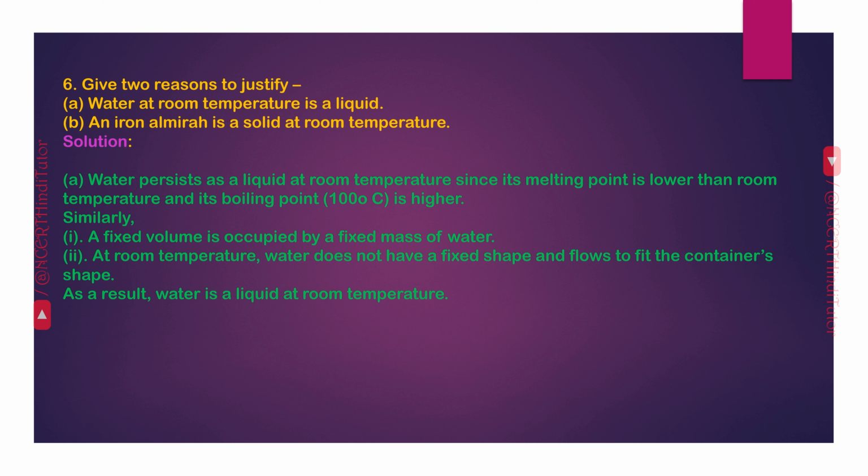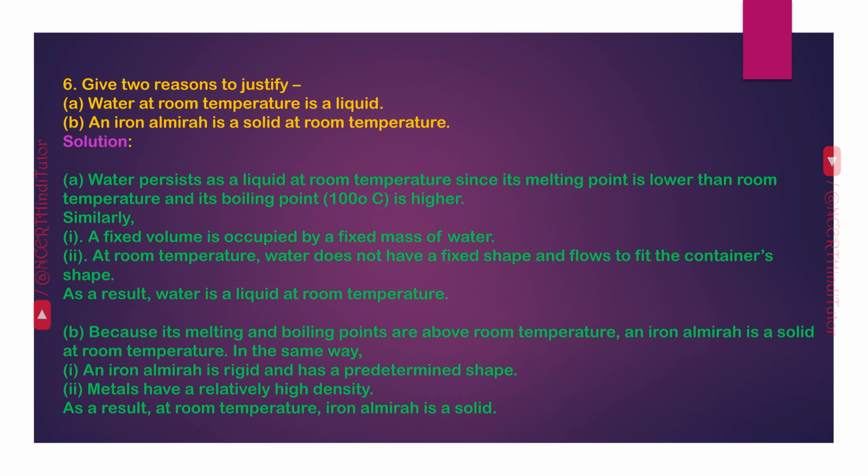B. An iron almirah is a solid at room temperature. Because its melting point and boiling point are above room temperature, an iron almirah is a solid at room temperature. In the same way, an iron almirah is rigid and has a predetermined shape. Metals have a relatively high density. As a result, at room temperature, an iron almirah is a solid.